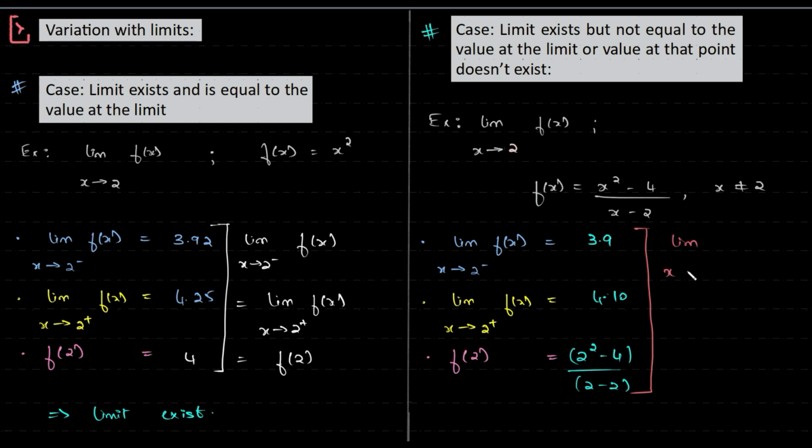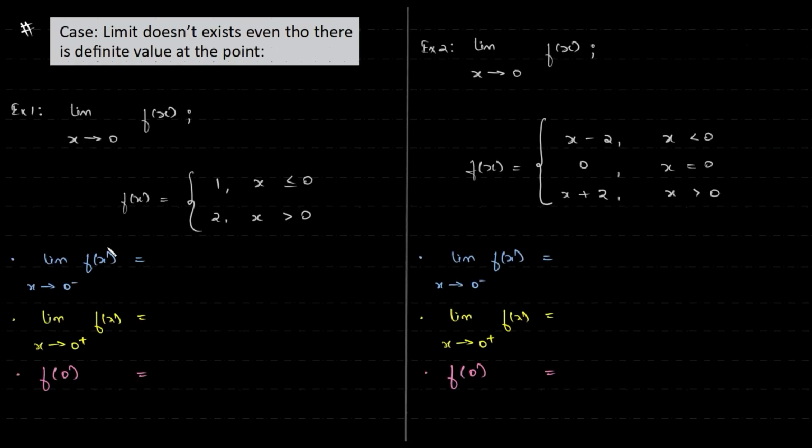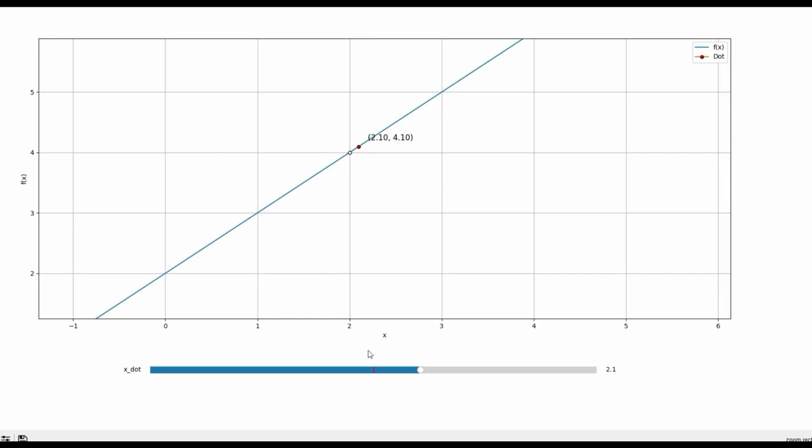Here limit of f of x as x tends to 2 minus is equal to limit of f of x as x tends to 2 plus. They're equal. But they're not equal to f of 2 itself. Even in this case, we can come to a conclusion that the limit exists. Okay, and the next case being this. Let me not read the heading. Let's do this.